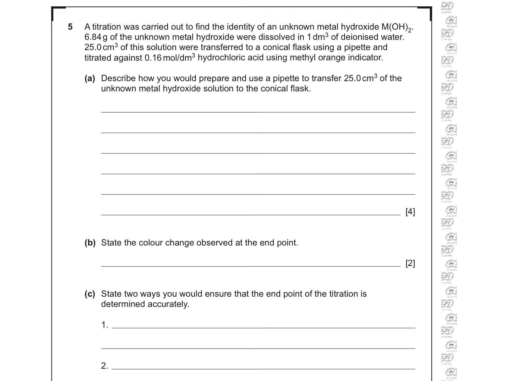Question 5 is about a titration. Well, the first part of the question is asking you to describe how you would prepare and then use a pipette. Now, when you're using a pipette, or indeed a burette, you always rinse it out with whatever you're putting into it and with deionized water. So I'm just going to start off here by saying rinse with deionized water, and then rinse with the unknown metal hydroxide solution. Now just make sure you put in the word solution here. And again, that'll ensure you get the mark for that.